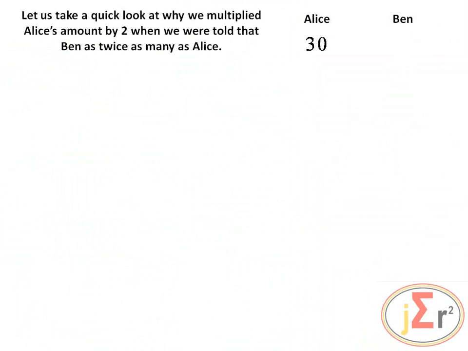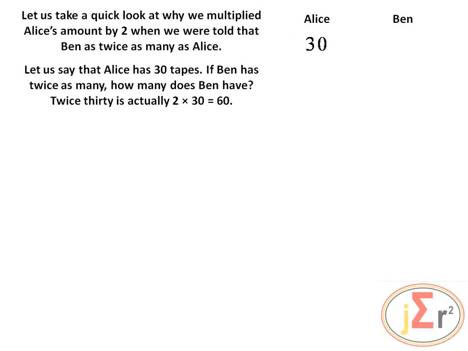Let us take a quick look at why we multiplied Alice's amount by 2 when we were told that Ben has twice as many as Alice. Let us say that Alice has 30 tapes. If Ben has twice as many tapes as Alice, how many does Ben have? Twice 30 is 2 times 30, which is equal to 60. So Ben has twice as many as Alice.